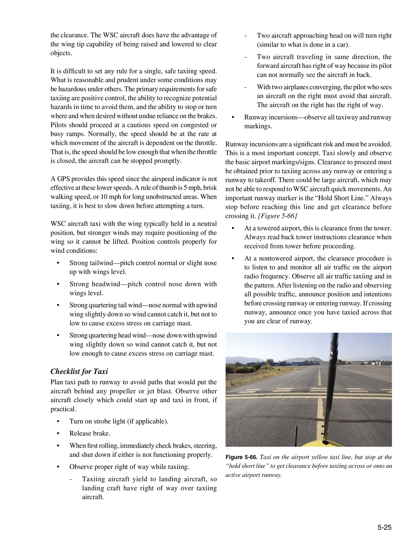Pilots should proceed at a cautious speed on congested or busy ramps. Normally, the speed should be at the rate at which movement of the aircraft is dependent on the throttle. That is, the speed should be low enough that when the throttle is closed, the aircraft can be stopped promptly. A GPS provides this speed since the airspeed indicator is not effective at these lower speeds. A rule of thumb is 5 miles per hour, brisk walking speed, or 10 miles per hour for long unobstructed areas. When taxiing, it is best to slow down before attempting a turn.